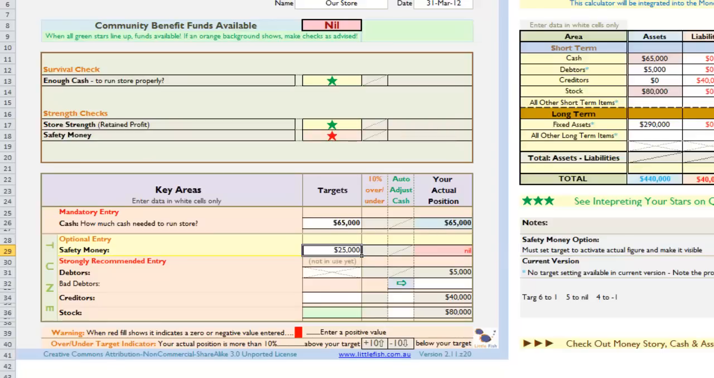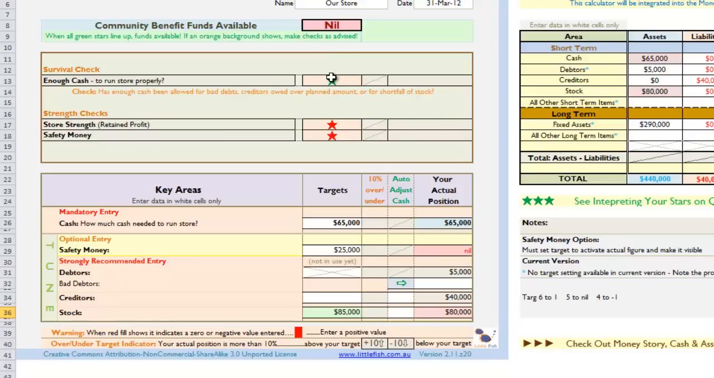But we actually do have safety money. Now suppose we thought, well, we want to be a bit more accurate. We actually want to set a stock value. You might not want to set one, but you do. So you put in 85,000. And by putting this in, you actually have set a target. So you've changed your parameters, and you're not quite meeting your store strength.